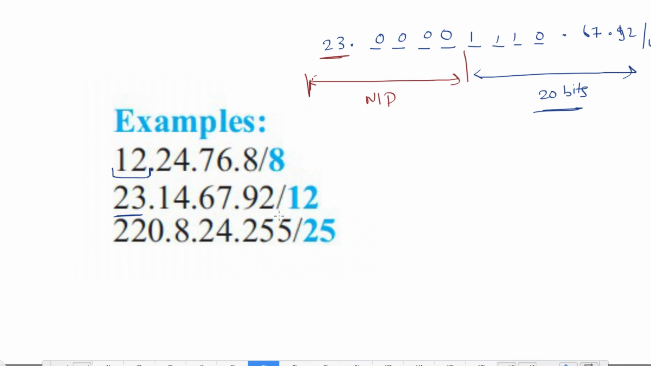And what could be the other hosts possible? See, my IP address is 23.14.67.92 and the prefix is 12, which means that I am using 12 bits for the network ID and the remaining bits are being used for the host ID. So how many hosts are possible here? Just see here, 23.000. This is not very standard, because I'm just mixing up decimal and binary. I hope you got the idea.